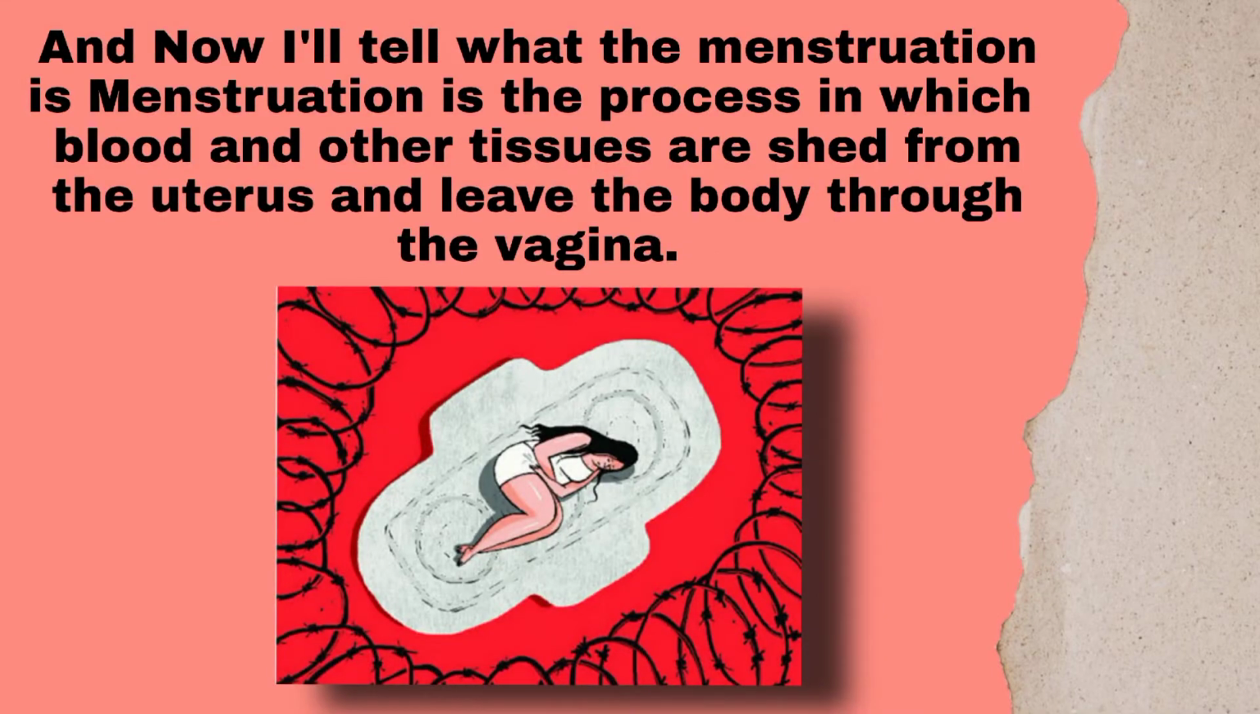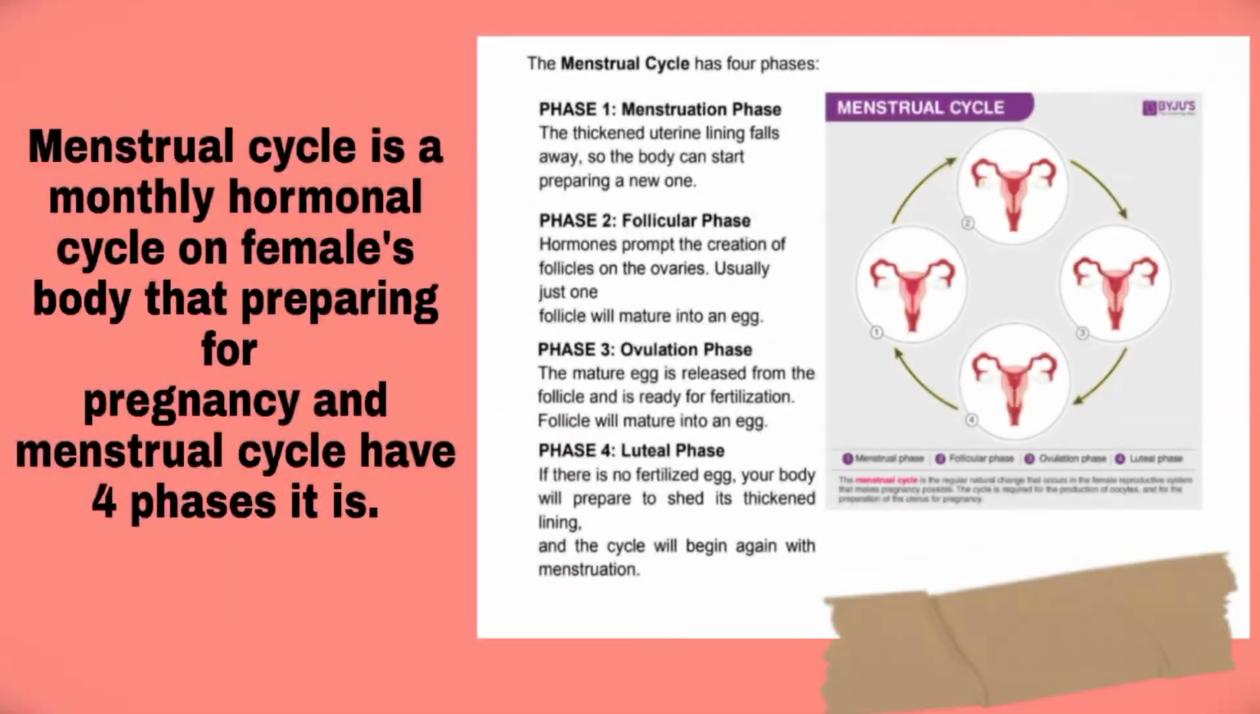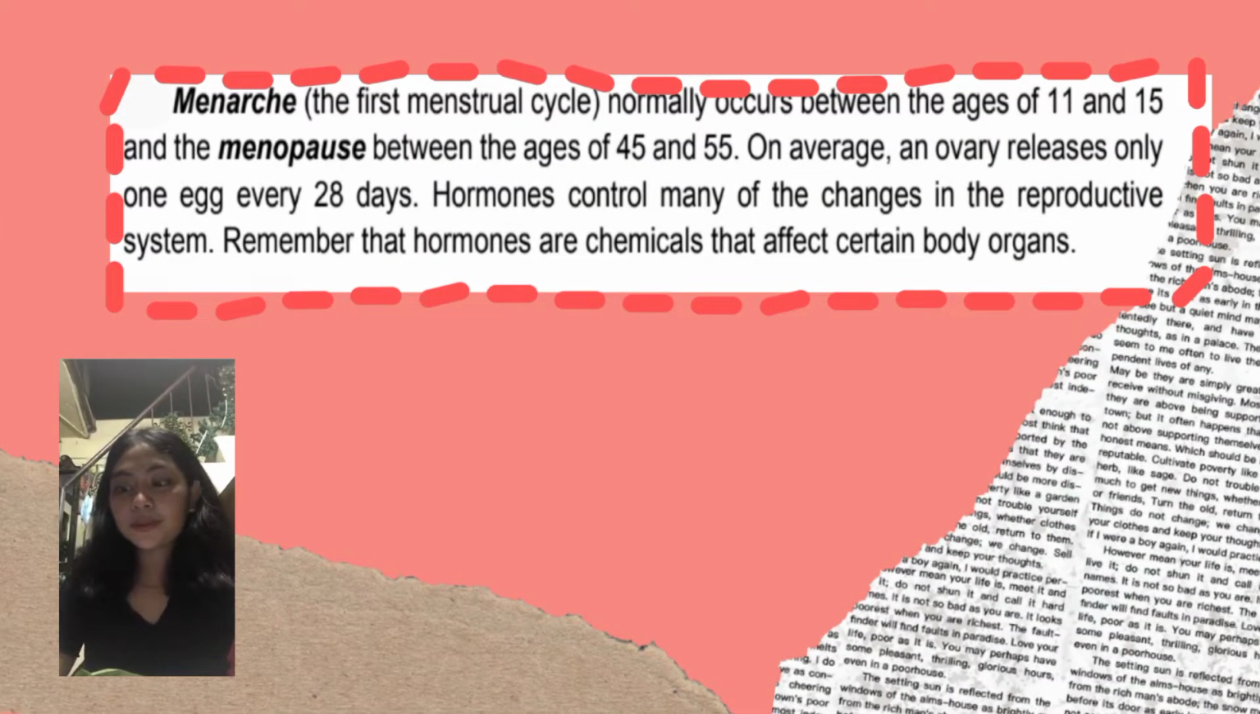And now I'll tell what menstruation is. Menstruation is the process in which blood and other tissues are shed from the uterus and leave the body through the vagina. The menstrual cycle is a multi-hormonal cycle in a female's body that prepares for pregnancy, and the menstrual cycle has four phases. Menarche normally occurs between the ages of 11 and 15 and menopause between the ages of 45 and 55. On average, an ovary releases only one egg every 28 days.